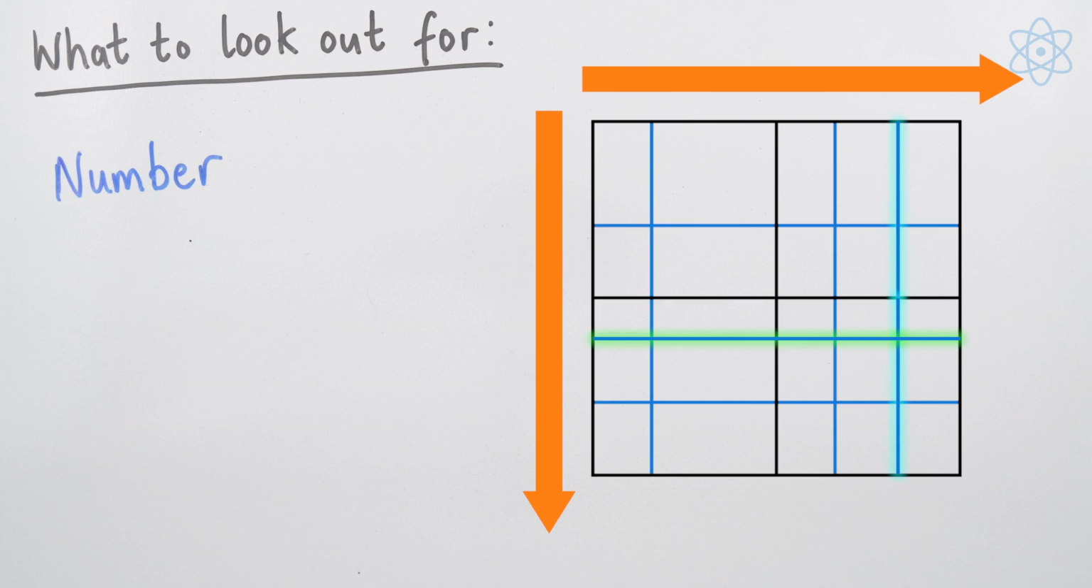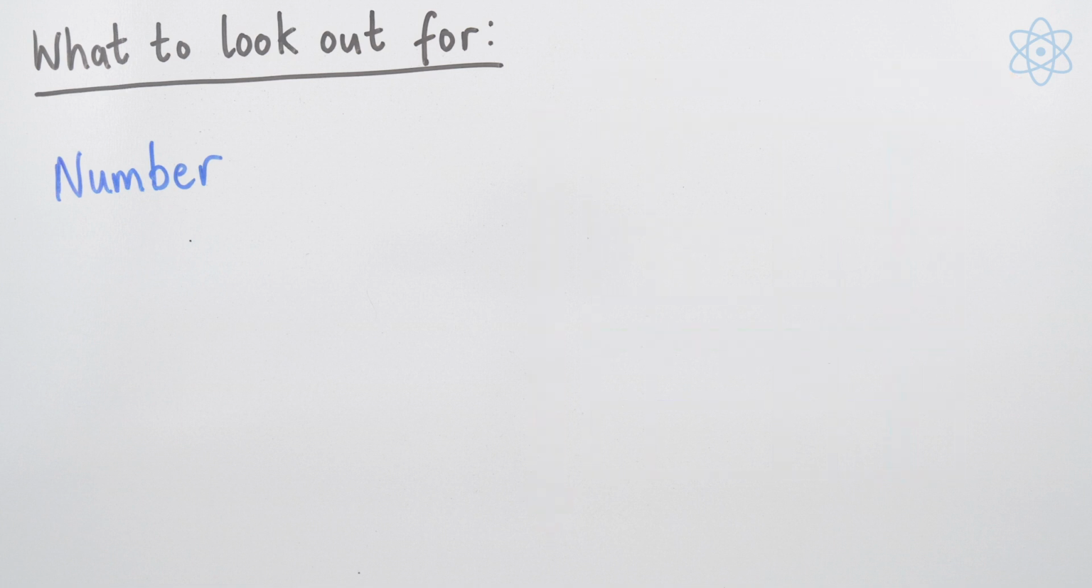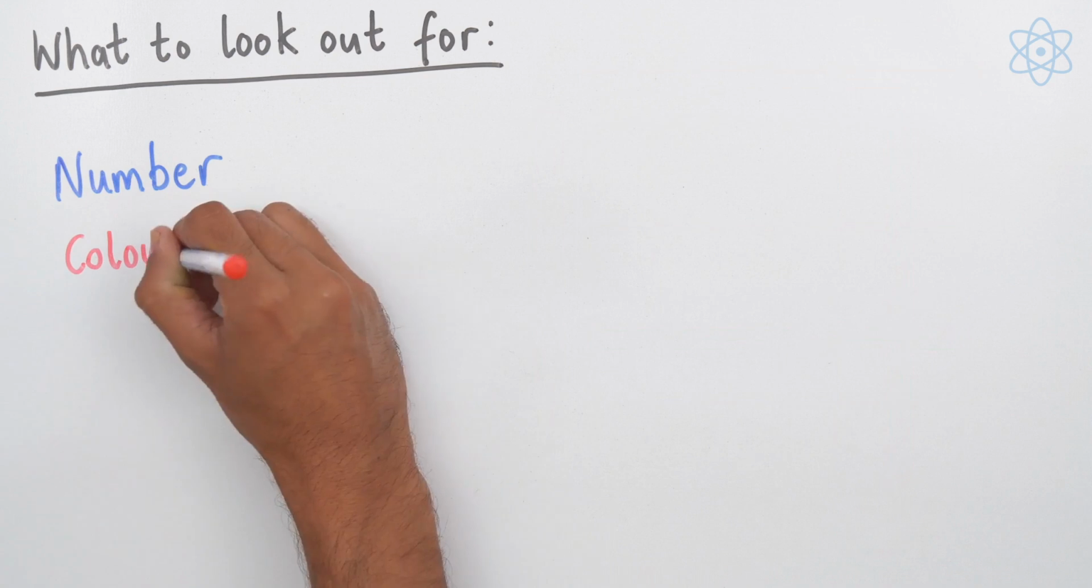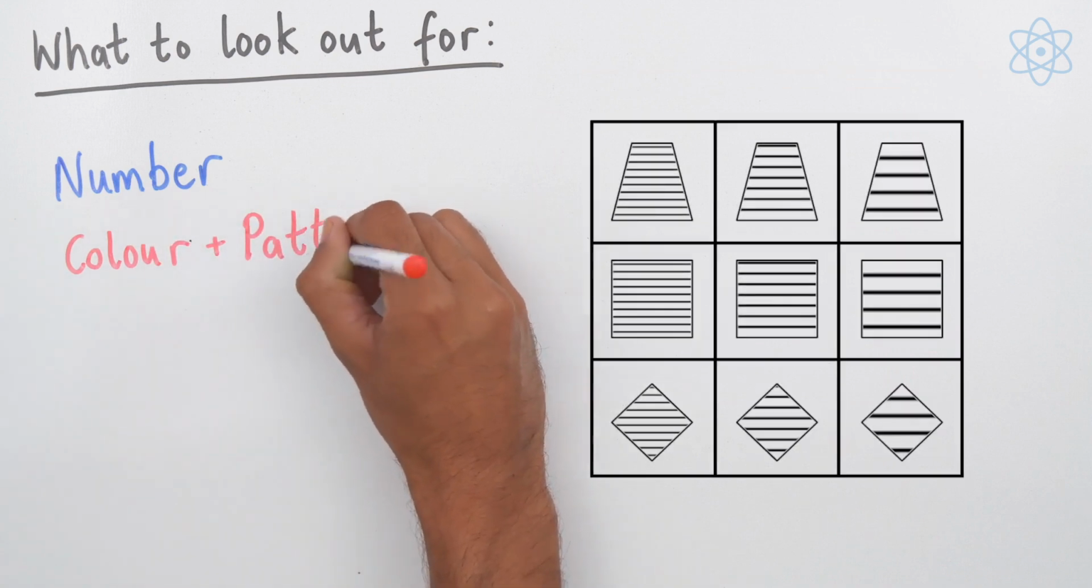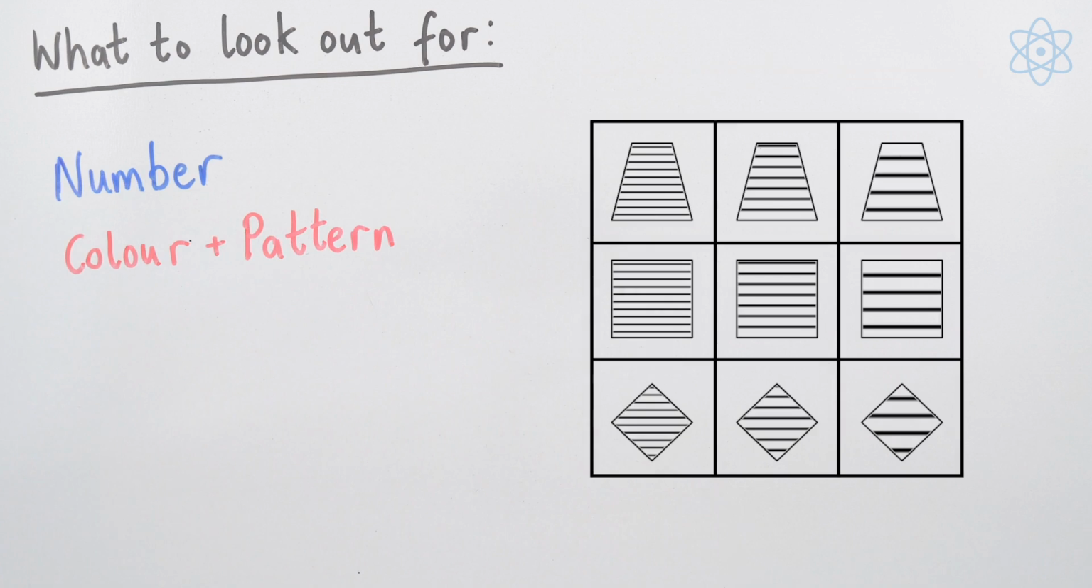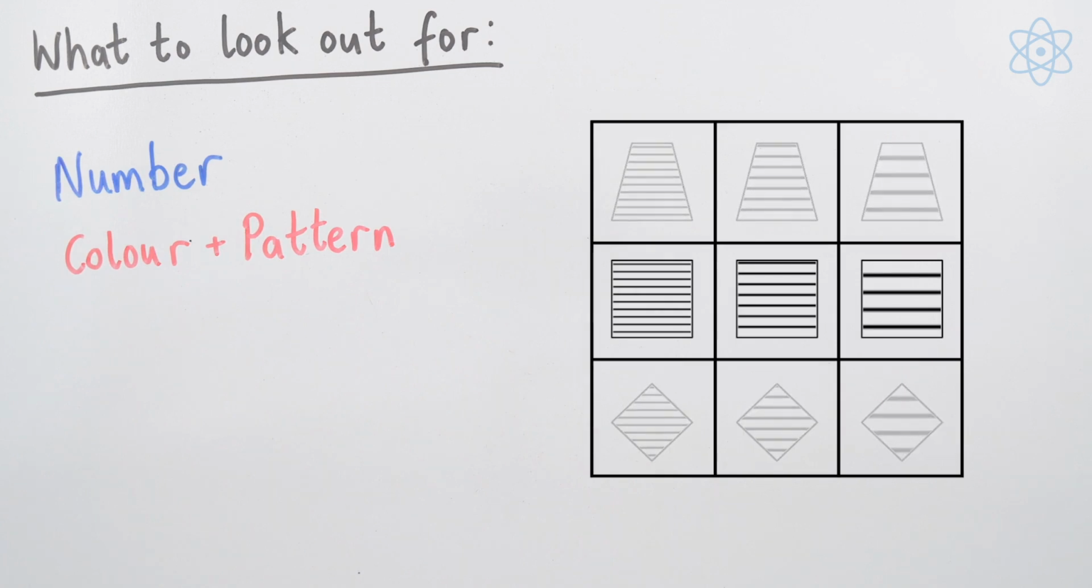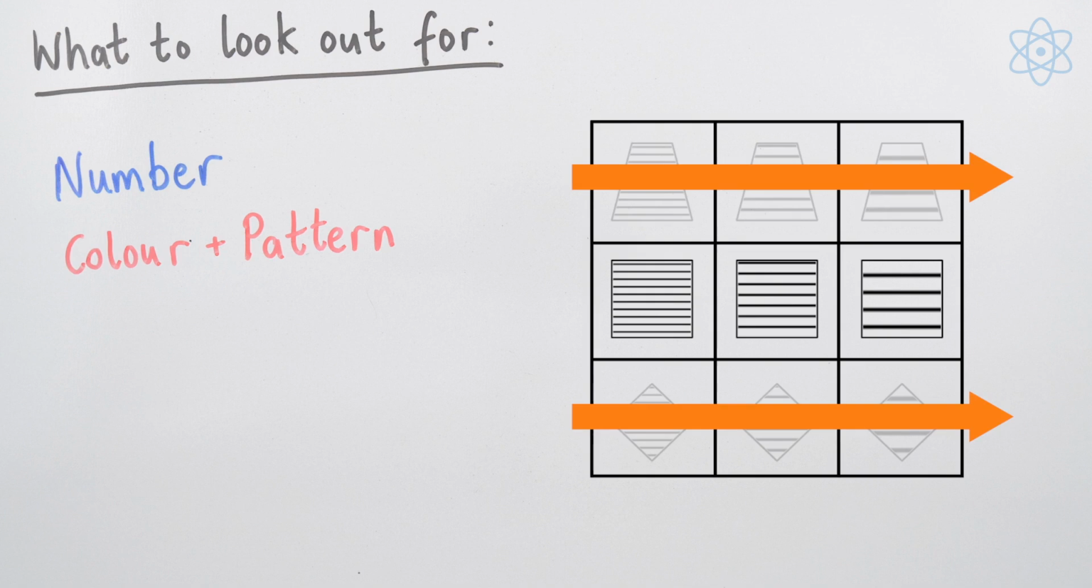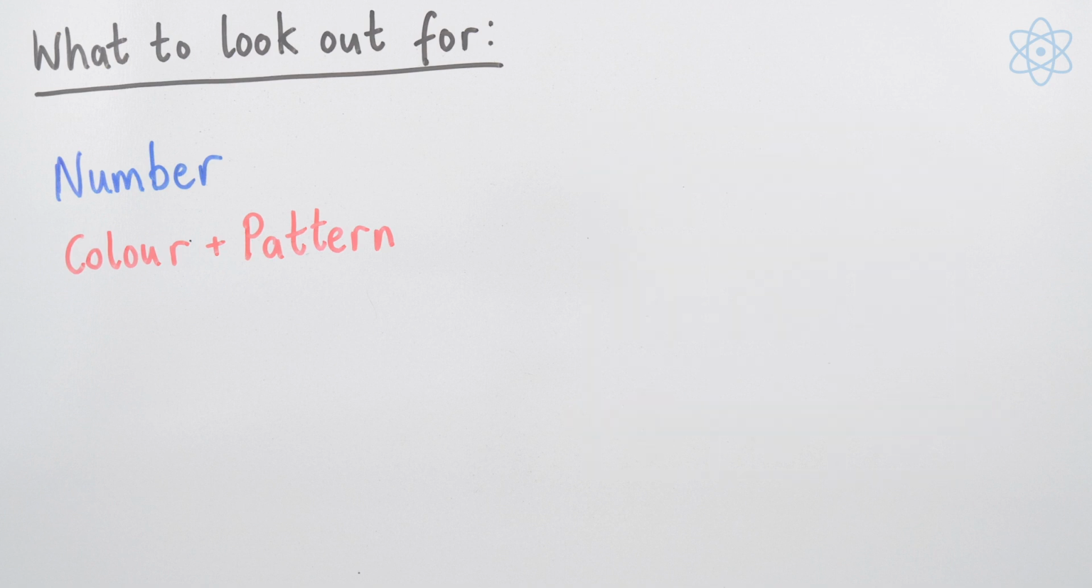The pattern running through the matrix might be to do with the colour of the shapes in it, or, like in this example, their pattern. If we take a look at one of the rows, what can we see? All the shapes in the row are striped, but how they are striped changes slightly as we move further along each row. The stripes get further apart.